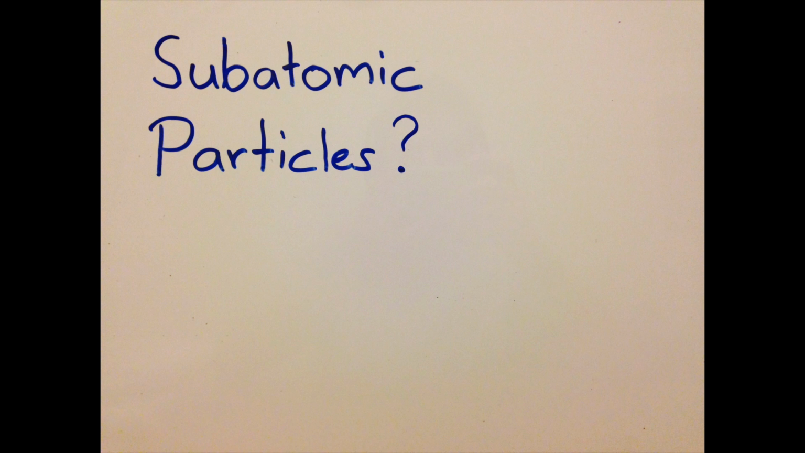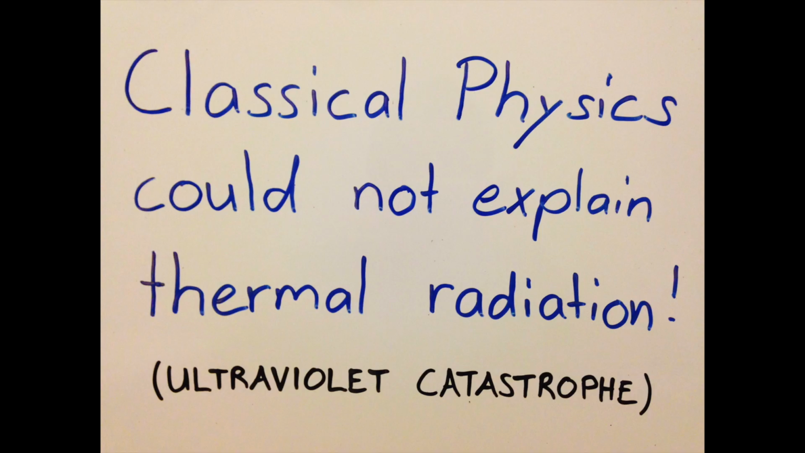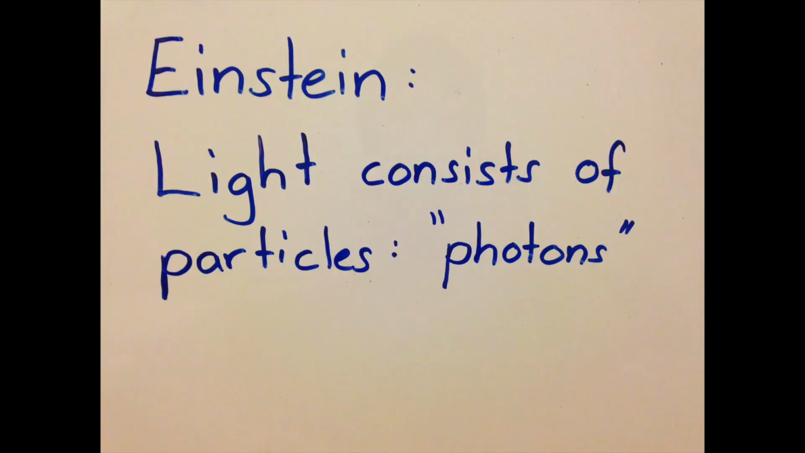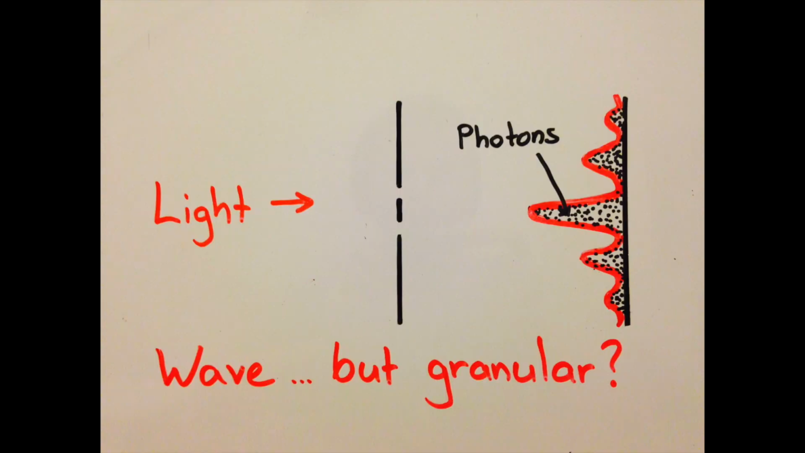So what's so different in quantum mechanics? Let us take a step back in time to the early 20th century. Classical physics could not explain blackbody radiation. This problem was named the ultraviolet catastrophe, as classical physics predicted that the energy of thermal radiation tends to infinity at higher frequencies. Planck managed to solve the problem by suggesting that light comes in packets of discrete energy, called quanta. In light of further experiments, Einstein took the idea one step further by claiming the existence of light particles, which he called photons. So, light is a wave, but granular?